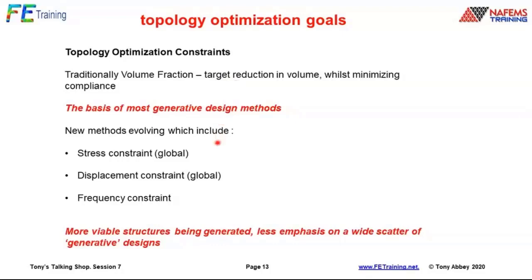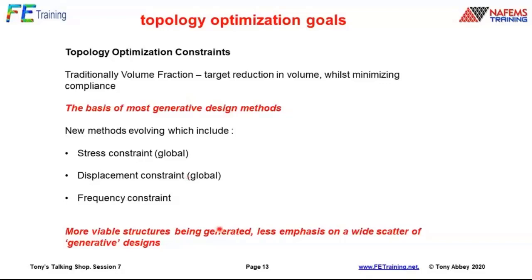But there are new methods evolving where we're actually driving, say, minimizing compliance, but to a global stress constraint or a global displacement constraint or a frequency constraint. That means that we're actually getting more viable structures directly. With the traditional approach, which we'll be looking at, you get what you get in terms of stresses or deflections. To some extent, obviously if you're maximizing stiffness, you're driving down displacement. But if you want to make it a specific displacement target, then these new methods coming in are developing. The mathematics behind them, the technology behind them is fiendishly difficult. It's a very difficult technology, so people are gradually moving forward in this area.